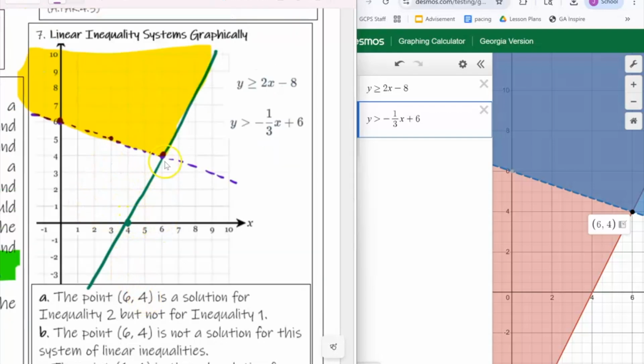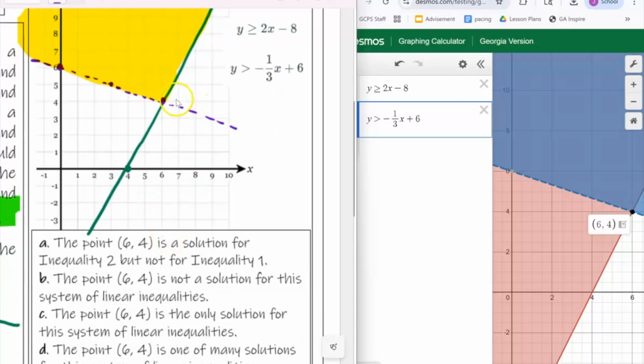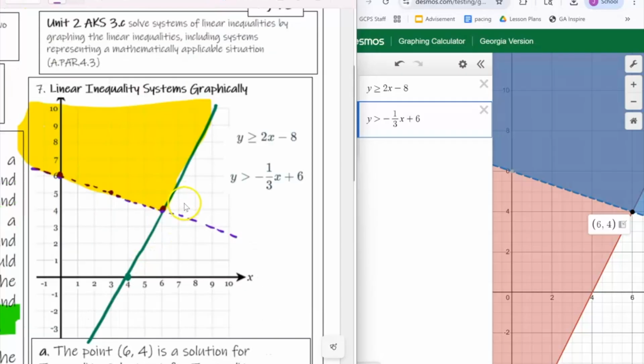So (6, 4), is that a solution? No. Not for both, but only for one. So let's read: is it a solution for inequality 2? So let's name this, I do apologize. This is inequality 1, and this is inequality 2.